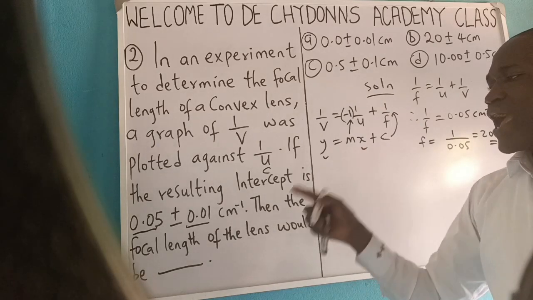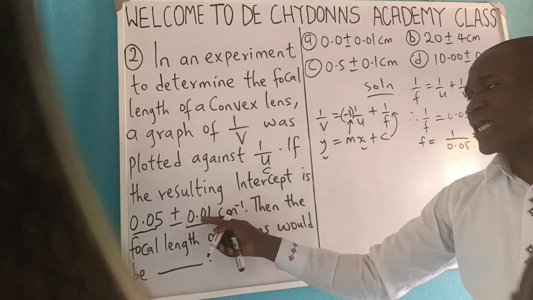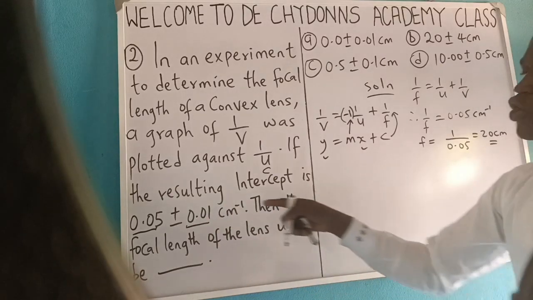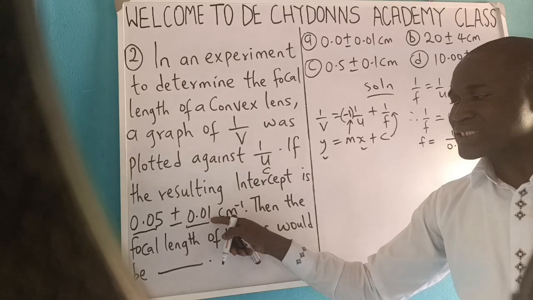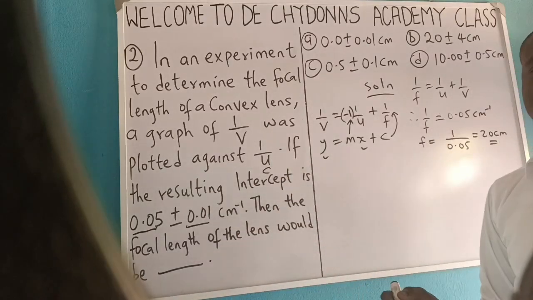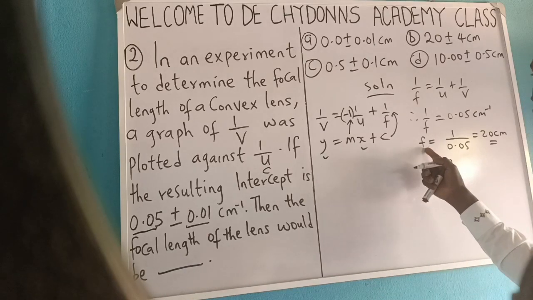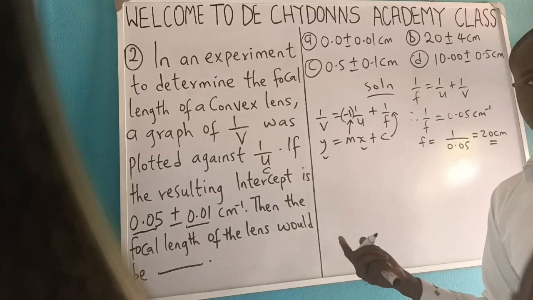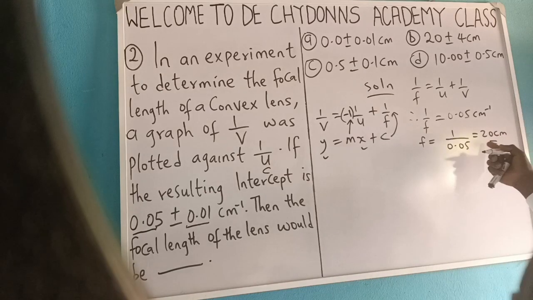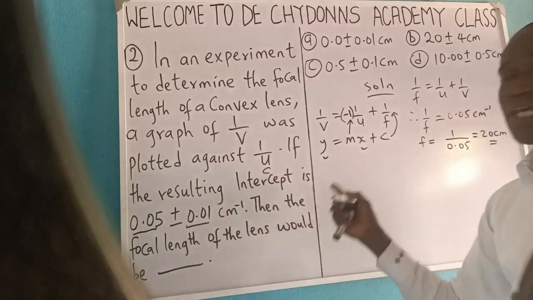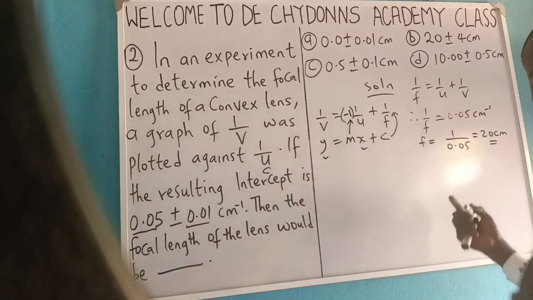Now, what is the error in getting the intercept? They say 0.01. Then we need to use this error in getting the intercept to get the error in getting this focal length. We have gotten the focal length, but what error of the focal length do we have? We don't know. We cannot just write 20, because here they gave you the error in getting the intercept. So we need to get the error in getting the focal length.